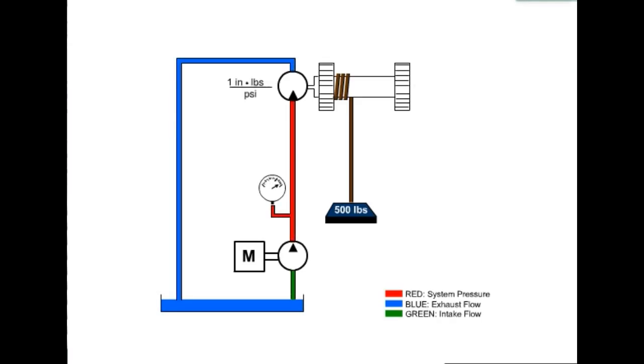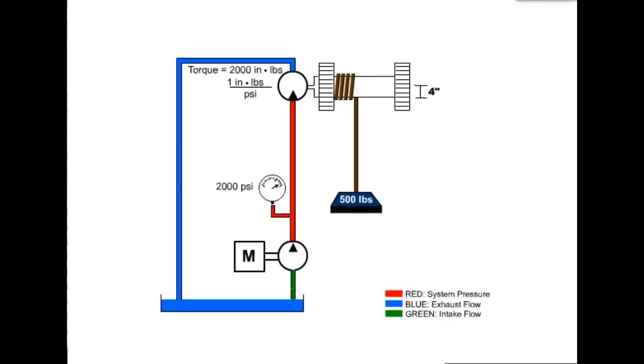A hydraulic motor that is rated at 1 inch-pound force per 1 PSI is rotating a winch with a radius of 4 inches. Our load is 500 pounds. The required torque is 2,000 inch-pounds. Based on the torque gradient of our motor, our operating pressure would be 2,000 PSI. The second consideration would be displacement. This is necessary to determine the amount of flow required to rotate the hydraulic motor at the required RPM.